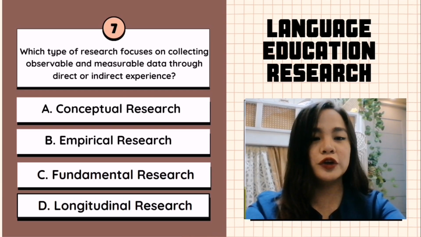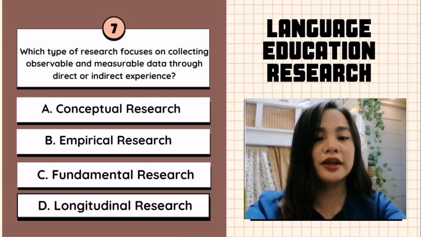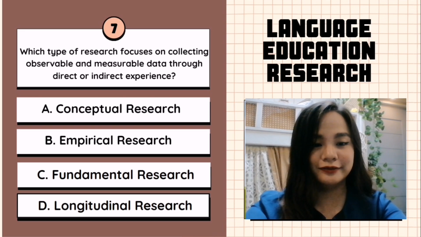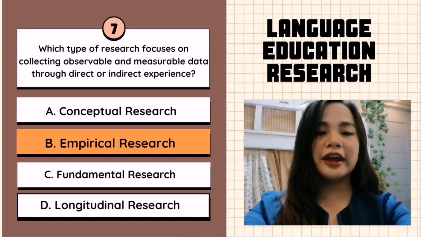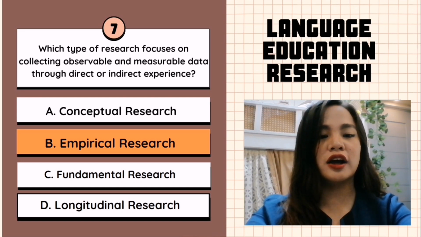Number 7. Which type of research focuses on collecting observable and measurable data through direct or indirect experience? A. Conceptual research. B. Empirical research. C. Longitudinal research. D. Fundamental research. Yes, the correct answer is letter B, empirical research, because it is based on actual observation or experimentation.